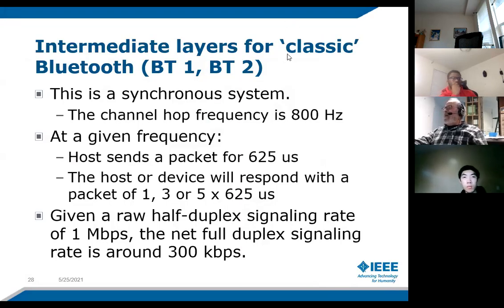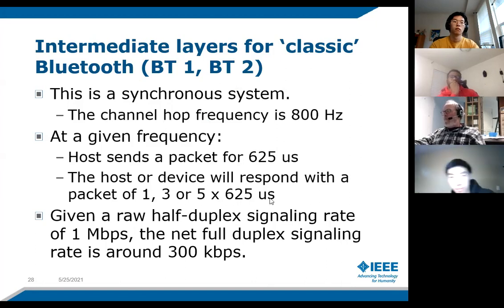The intermediate layers for classic Bluetooth, Bluetooth 1 and 2, that's a synchronous system. They channel hop at 800 hertz. So at 1600 hertz, they're bopping back and forth. So the host sends a packet for 625 microseconds, which is the inverse of 1600 hertz. The host or device will then respond with a packet that's 1, 3, or 5 times that, depending on the nature of the traffic.